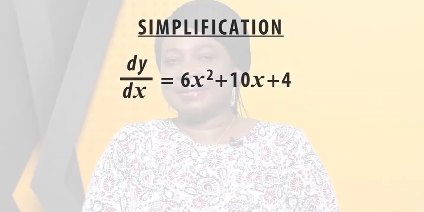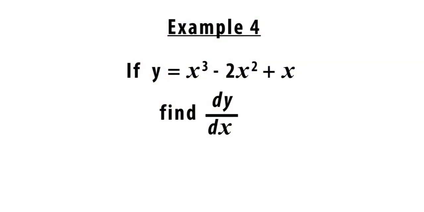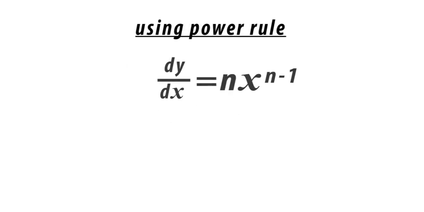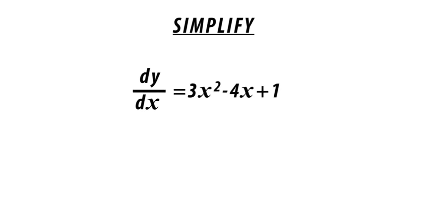Now let's take another example. Example 4. If y is equal to x cubed minus 2x squared plus x, find dy dx. Using the power rule, dy dx is equal to anx exponent n minus 1. So when we simplify, we'll have dy dx is equal to 3x squared minus 4x plus 1. I hope you are getting along. Good.